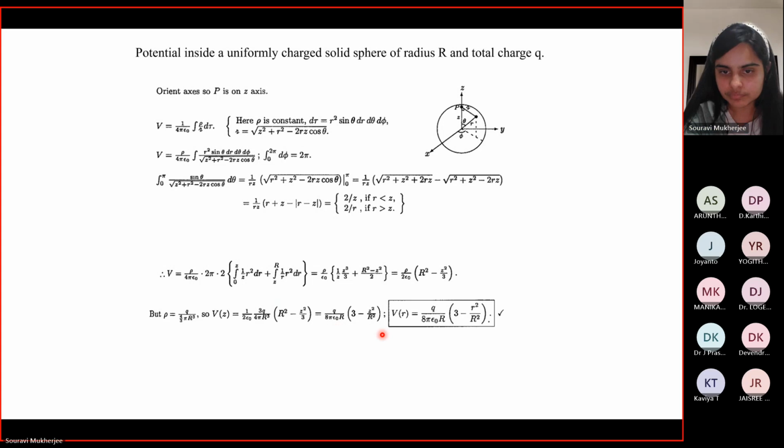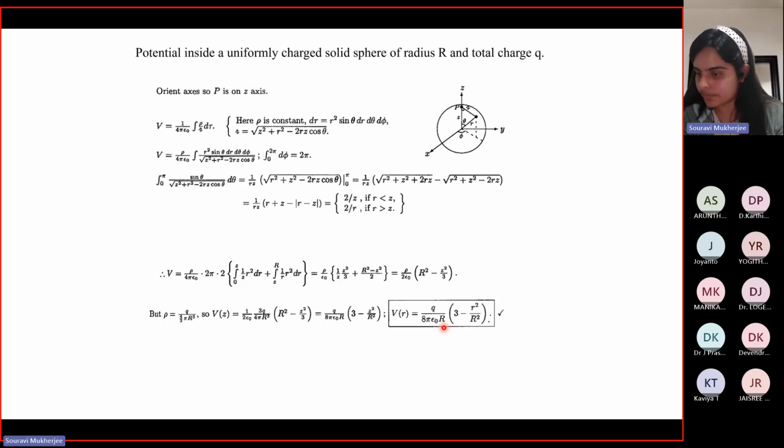That's it, right? So this gives you the value of the potential inside and also on the surface. On the surface, you have to put r equal to R. If you put r equal to R, you'll see that this becomes 1, so it becomes Q by 4 pi epsilon naught R. So if you have a uniformly charged solid sphere, the potential on the surface is given as Q by 4 pi epsilon naught R, and that is a constant potential surface, right?